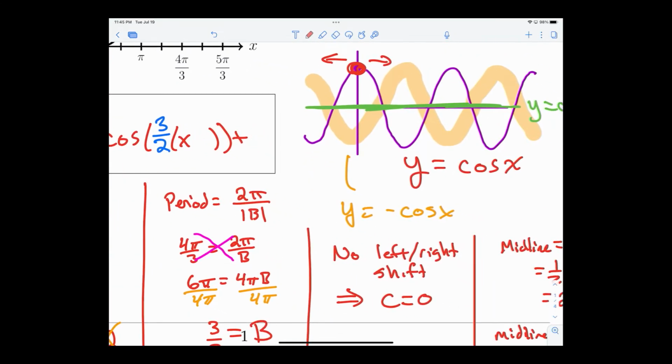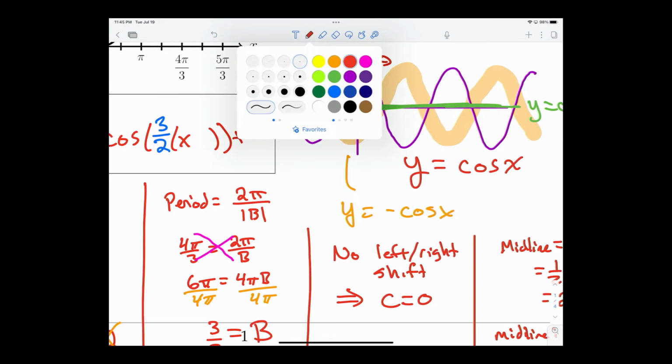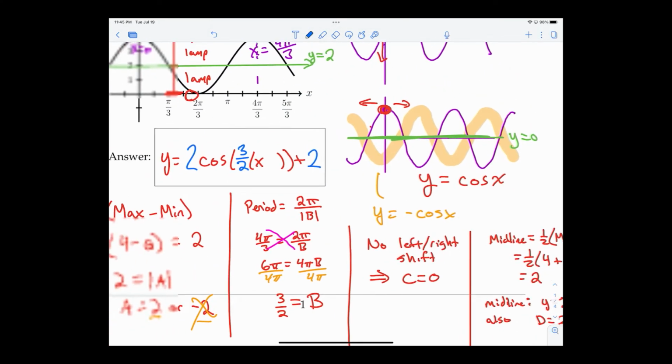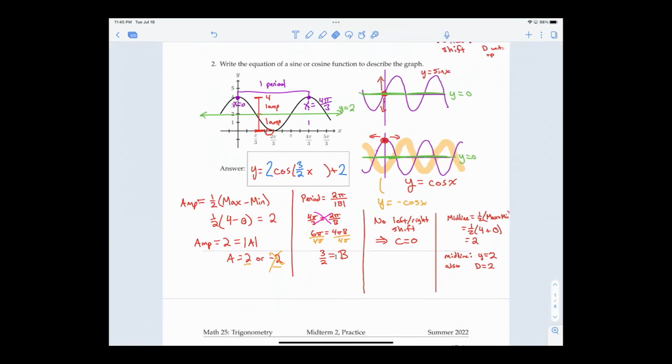So you come up here and you replace that with a 2. So that's your equation. 2 cosine 3/2 x plus 2, right? Don't need those extra parentheses. So that's your equation. Y equals 2 cosine 3/2 x plus 2. Okay?